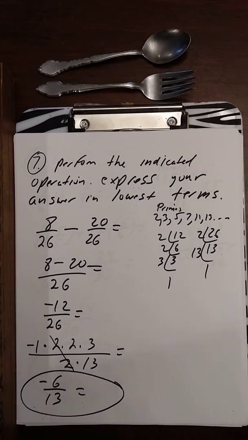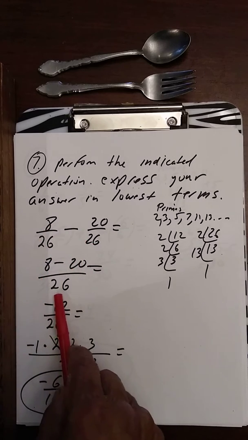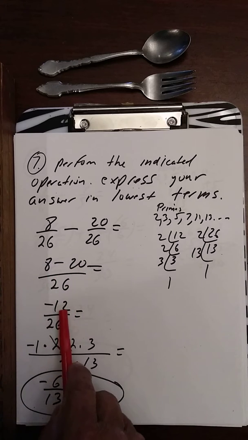Perform the indicated operation. Express your answer in lowest terms. So same denominators, put them together. 8 minus 20 over 26. And that one minus that one is minus 12 over 26.